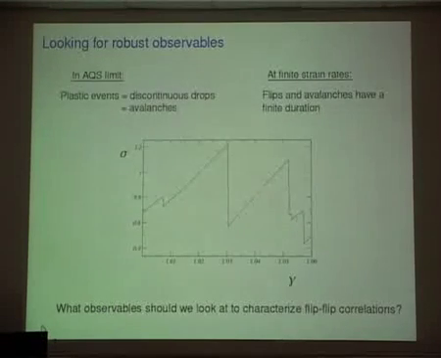But the problem then is, how do you characterize avalanche behavior? When we were in AQS limits, we could just look at plastic events by looking at the statistics. When we wanted to be quantitative, we could look at statistics of stress drops or energy drops. We could do this because essentially in these AQS limits, you have continuous branches and there are discontinuous drops, and they are very easy to identify.